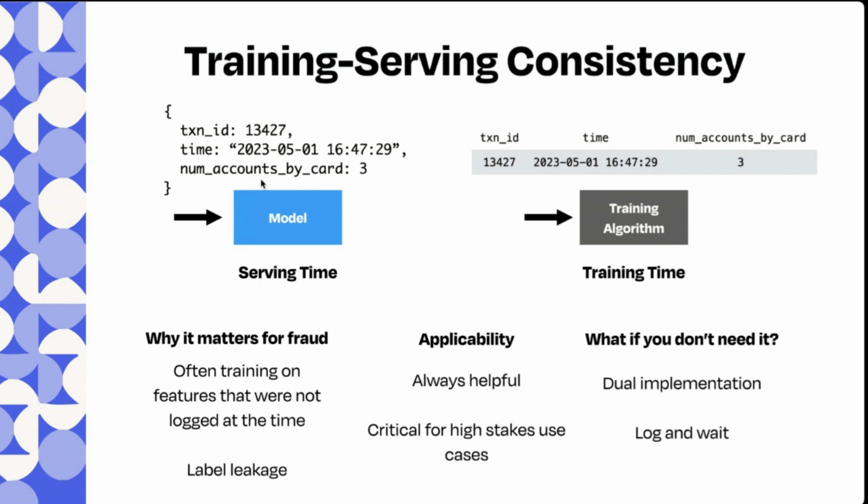And if you don't need this, going back, you have the option of dual implementation, which is something a lot of teams do, where you have the online versions of your features, and then a separate implementation of those same features, maybe the online one's in Java and the offline one is in SQL, for example. Or the other option is you do log and wait. You have the online system produce the feature values, and if they weren't there in the past, you just wait long enough and you're eventually going to log enough of those values to have them backfilled and ready for training.